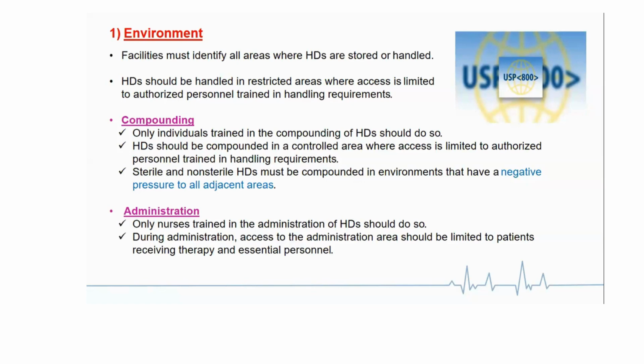The first recommendation is regarding the environment. Facilities must identify all areas where hazardous drugs are stored or handled. Hazardous drugs should be handled in a restricted area where access is limited to authorized personnel trained in handling requirements. Regarding the compounding, only individuals trained in the compounding of hazardous medication should do so. Hazardous drugs should be compounded in a controlled area where access is limited to authorized personnel trained in handling requirements.